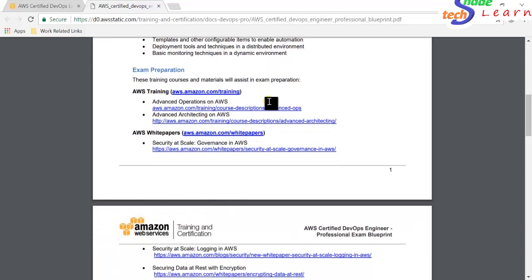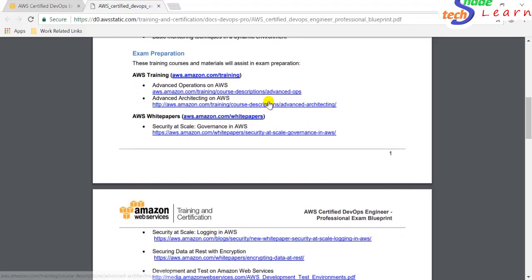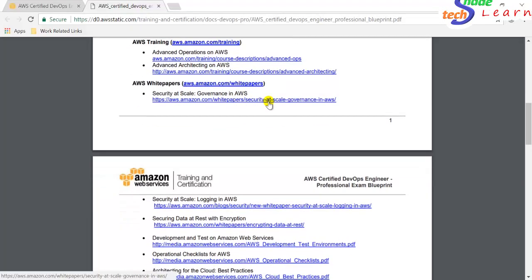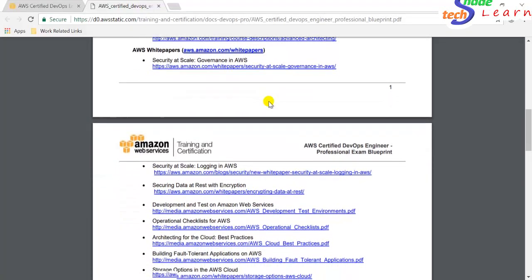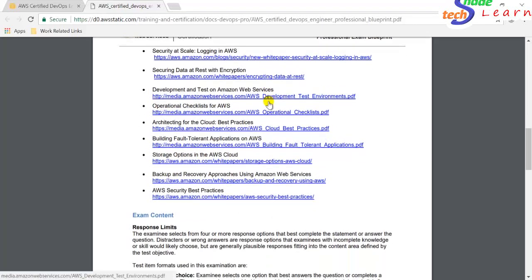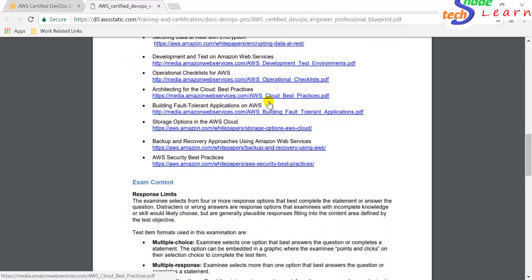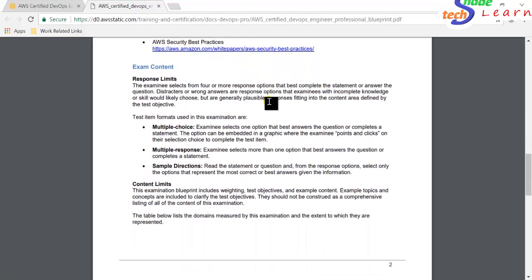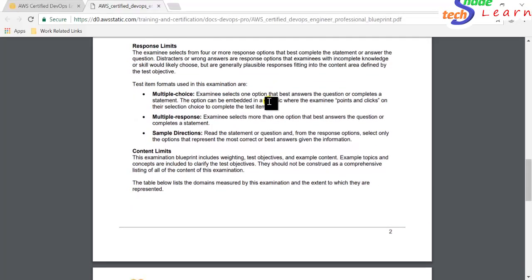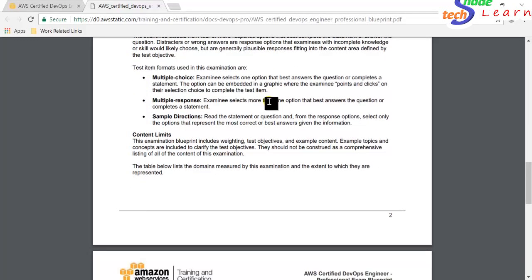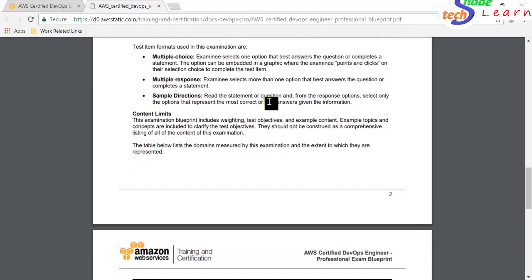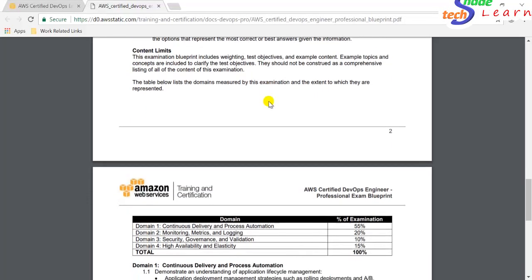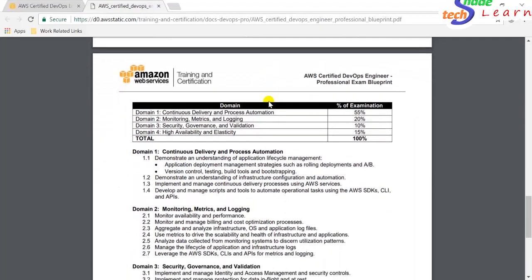Now, exam preparation. These training course materials will assist in exam preparation. So you can go to these links: white papers, training materials, security at scale. These links will be very helpful in knowing more about the AWS cloud infrastructure. There will be three formats of questions: multiple choice, multiple response, and sample directions. So you can just go through this document to know more about these things.